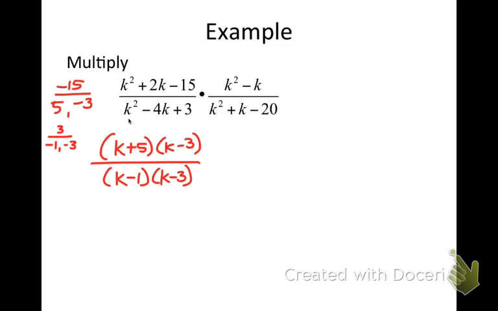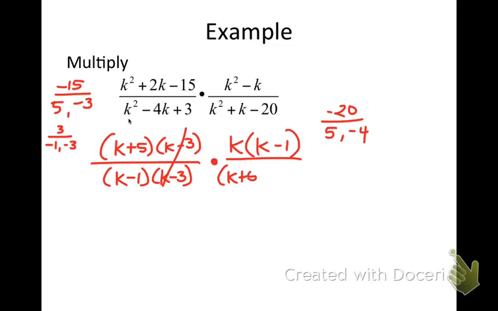If it makes you feel satisfied, what do you want to cancel out right away? Let's do it. So now I feel like I did something sufficient. All right, k squared minus k. Factor that. GCF of k, so I'm left with k minus 1. Denominator, factors of negative 20, that get me to 1. 5 and negative 4, so that would go to k plus 5, k minus 4.